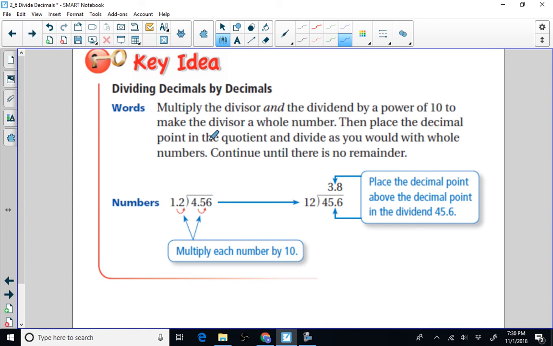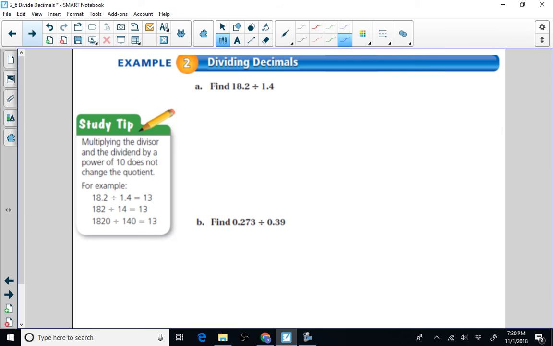Next thing we want to look at is dividing decimals by decimals. Here we want to multiply the divisor and the dividend by a power of 10 to make the divisor a whole number. Then we place the decimal point in the quotient and divide as you would with whole numbers. Continue until there's no remainder. Now this is one of the things that drives me crazy when we teach or learn about dividing decimals. Students know that they have to slide the decimal point, but they don't understand what is going on mathematically when they slide the decimal point.